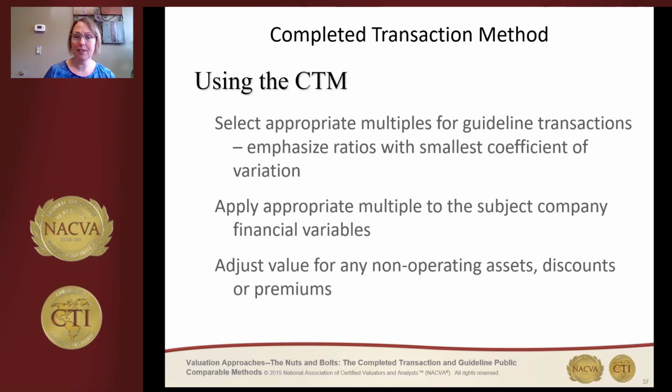And then I'm going to adjust that value for any non-operating assets, discounts or premiums. So I took the revenue of $1 million, I multiplied it by 1.2 because that's what I found in these market multiples. I got 1.2 million of value, and then I'm adjusting it. Let's say I had non-operating assets. I had land that is not pivotal to operations, and that's 200,000. So I'm going to add that in.